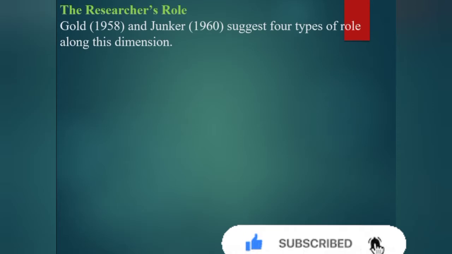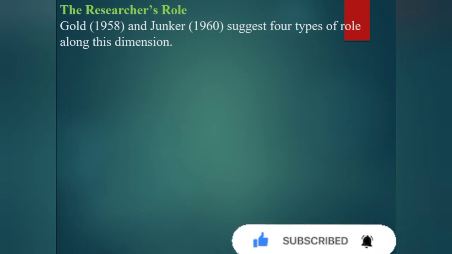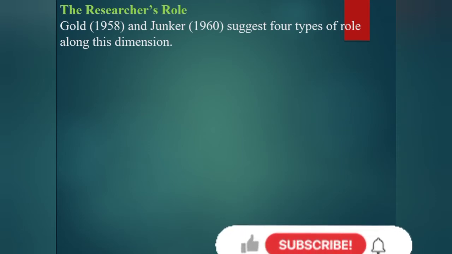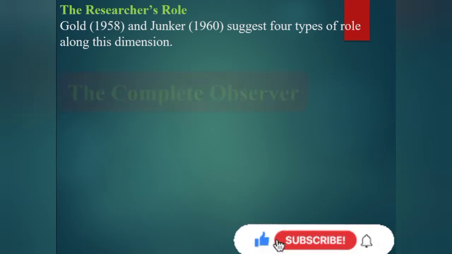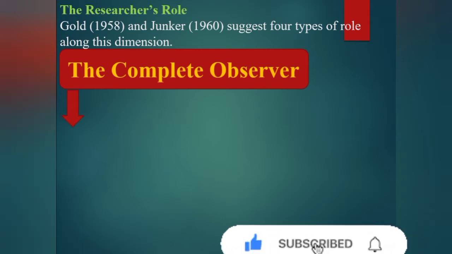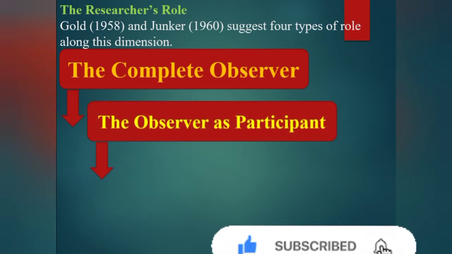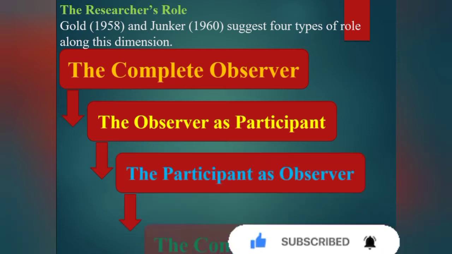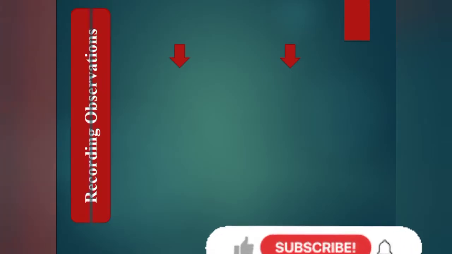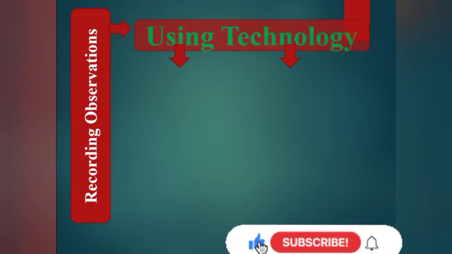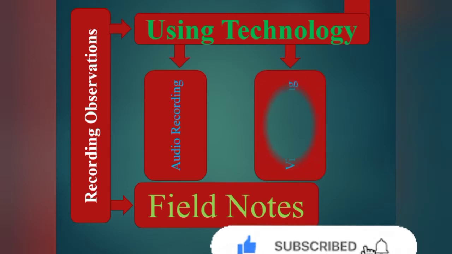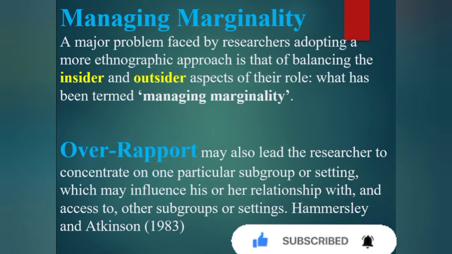The researcher's role. Gold, 1958, and Junker, 1960, suggest four types of role along this dimension: 1. The complete observer. 2. The observer as participant. 3. The participant as observer. 4. The complete participant. Recording observations: using technology, field notes, audio recording, video recording, taking photos.